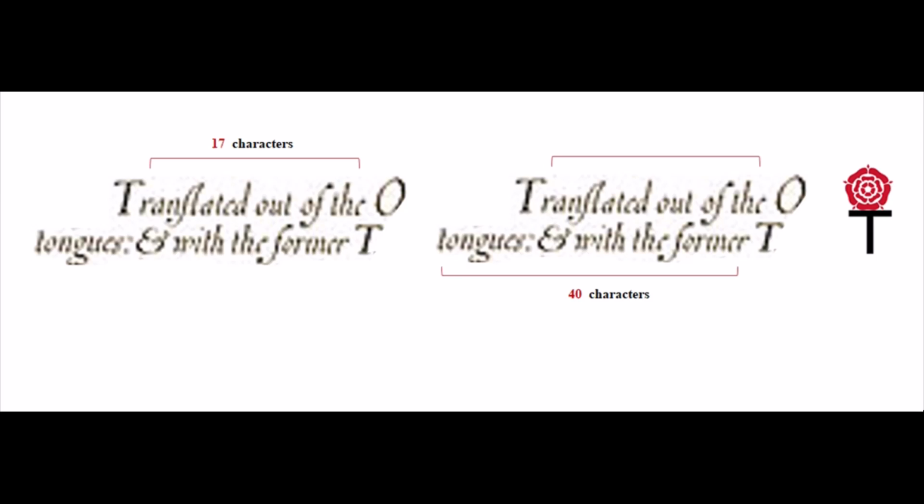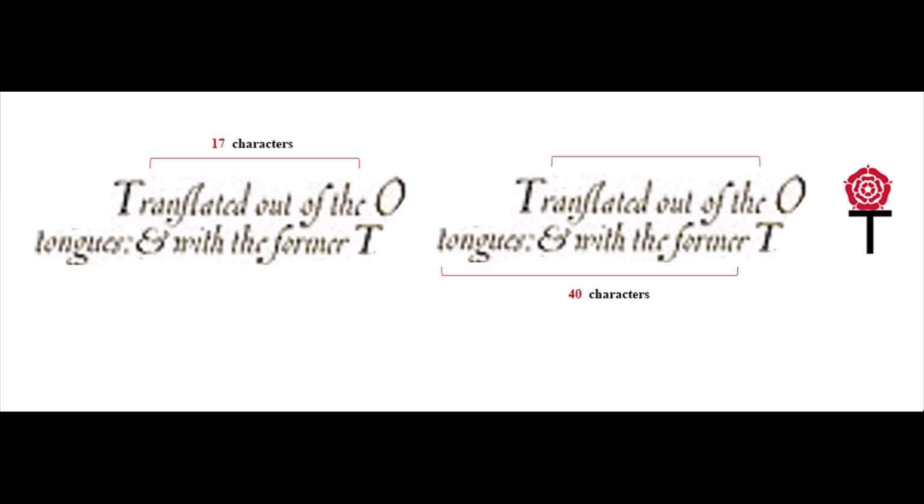Then, if we count all of the characters between the two T's and the rose, including the dots of the colon and the and, there are a total of 40 characters. 17 and 40, Edward de Vere's Earl and code number.